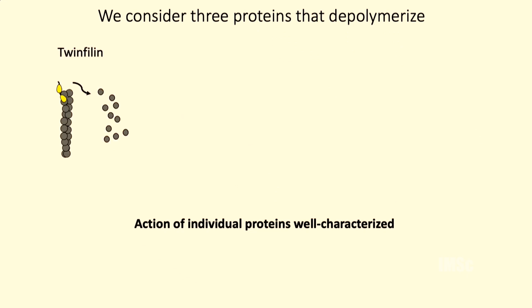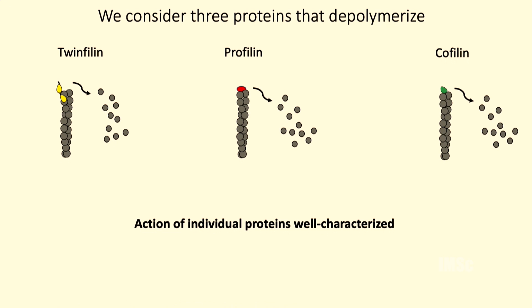Okay, so first we'll focus on 3 different proteins, and we'll try to understand how the activity of these 3 proteins is integrated. Now these are twinfilin, profilin, and cofilin. They are known to be depolymerizers. So all they do is go and bind to the barbed end, the tip of the filament, and then change the rate at which the filament is losing monomers.